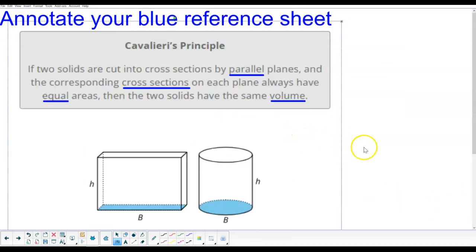That leads us to Cavalieri's principle. This is on your blue reference sheet. I believe it is Unit 5, Lesson 10 on the top of the page. It says, if two solids are cut into cross-sections by parallel planes, and the corresponding cross-sections on each plane always have the same area, then the two solids have to have the same volume. So here, even if they're different shapes, if they have the same cross-sectional area and the exact same height, then the volumes will be equal. So go ahead and annotate this when you're ready. You can hit pause, then hit play.